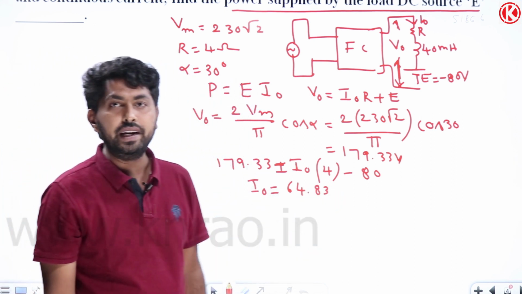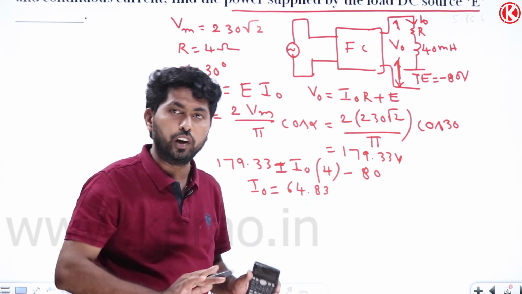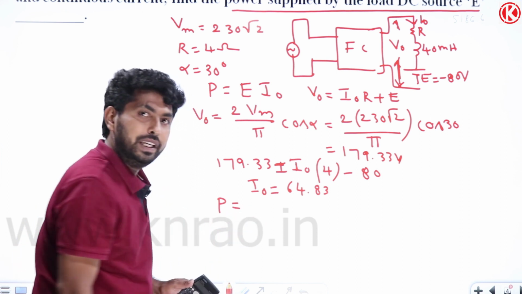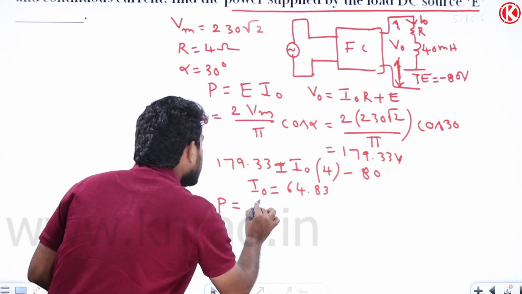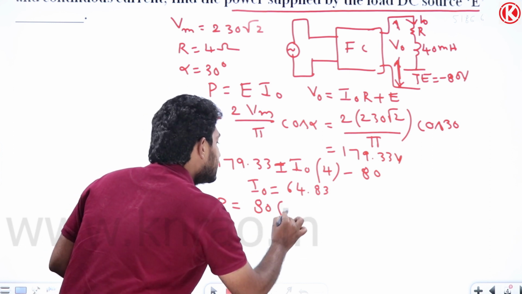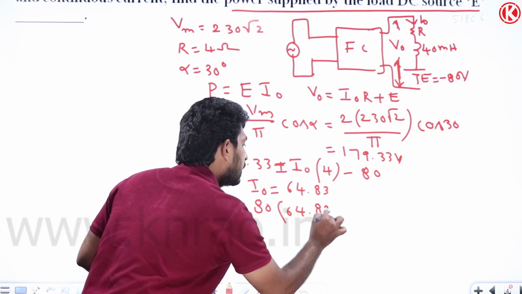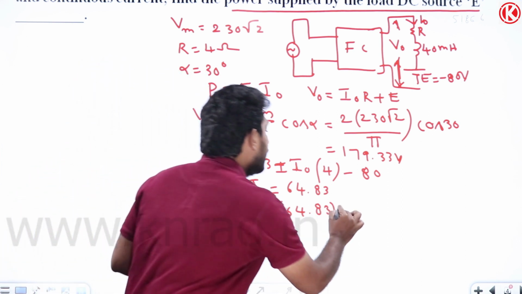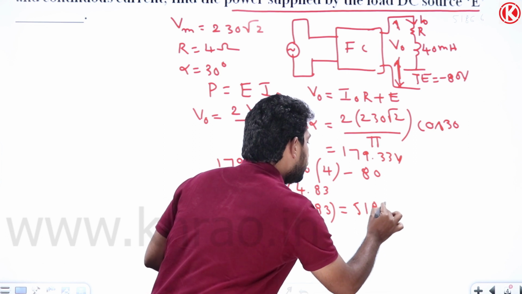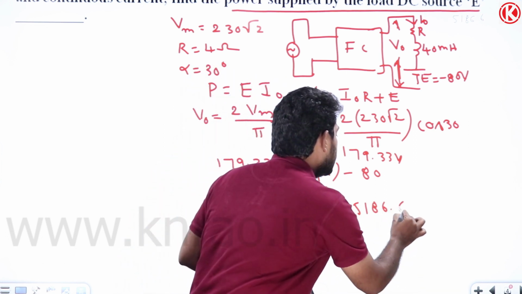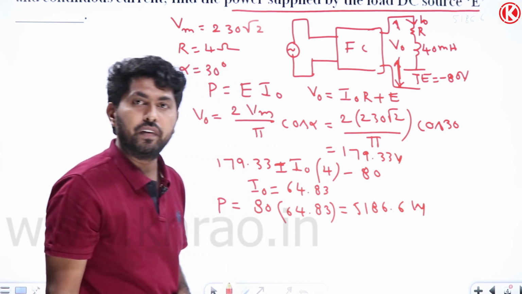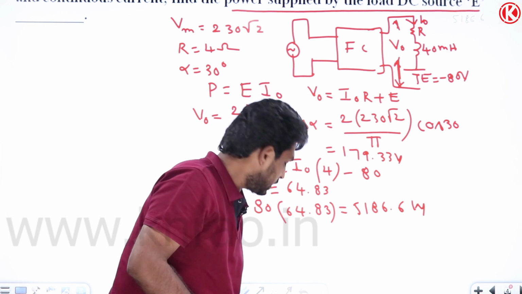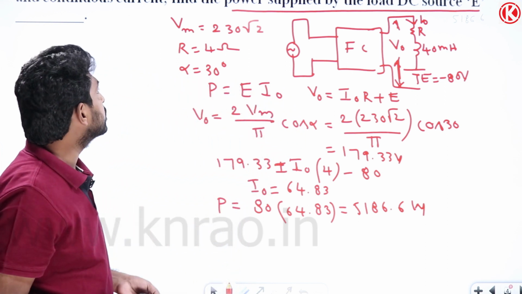Now we know the E value and the I naught value, so we need to find the power. Power equal to E into I naught, where E is 80 and I naught is 64.83. So into 80, I got the value as 5186.6 watts. So the power supplied by the DC source is 5186.6 watts. Now let me solve the next problem.